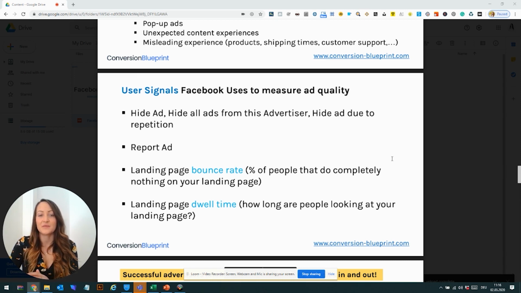The next thing is your landing page dwell time. So how long are people looking at your landing page? And of course, the longer people are on your page, the higher quality Facebook thinks your post-click experience is.